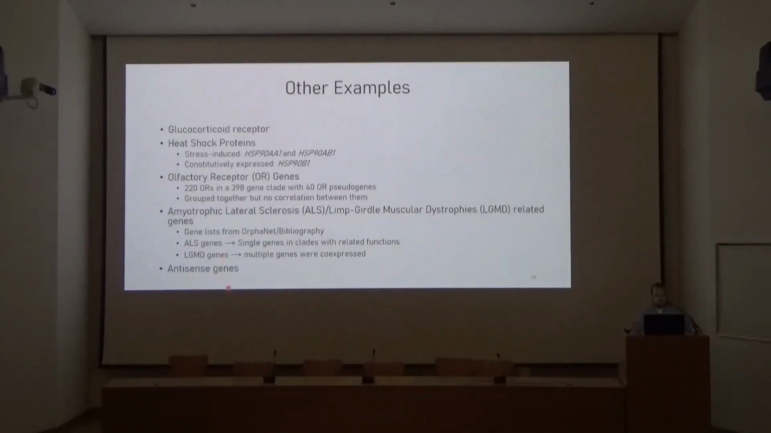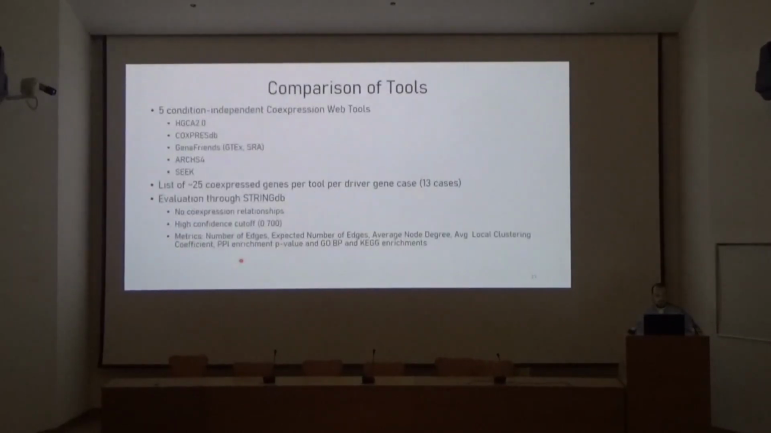Finally, we also tested for antisense genes, since we found through experience using the tool that many of the genes tended to be co-expressed with their antisense. This can be due to the same sequence in the sense and antisense genes, but there could also be a regulatory role of the antisense genes on their sense genes.